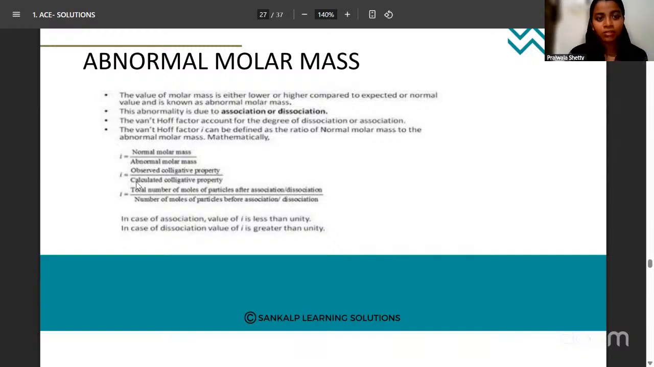Then I would like to tell this last concept, abnormal molar mass. What is abnormal molar mass? Again, the value of molar mass is either low or high compared to the expected or normal value. We expect one value, and if it comes higher or lower than that, it is called abnormal molar mass. That's all. And they ask about its relationship, guys. Why does this abnormality occur? Due to association or dissociation. Again, I have told you what association and dissociation are. Association means combination, that is, combining, whereas dissociation means splitting. All right, remember just that much.